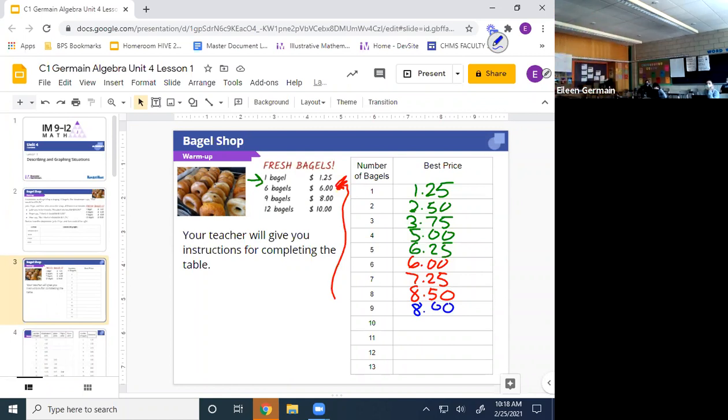Okay. Let's see, 10 bagels. How much is 10 bagels going to cost us? Nice job, Nassim. Nassim is on it this morning. $9.25. Now 11 bagels. $10.50. Very good. Awesome job. Next one is 12 bagels. It's going to cost us $10, because we go up to that next price point. And then 13 bagels, best price for 13 bagels is going to be $11.25. Very good.